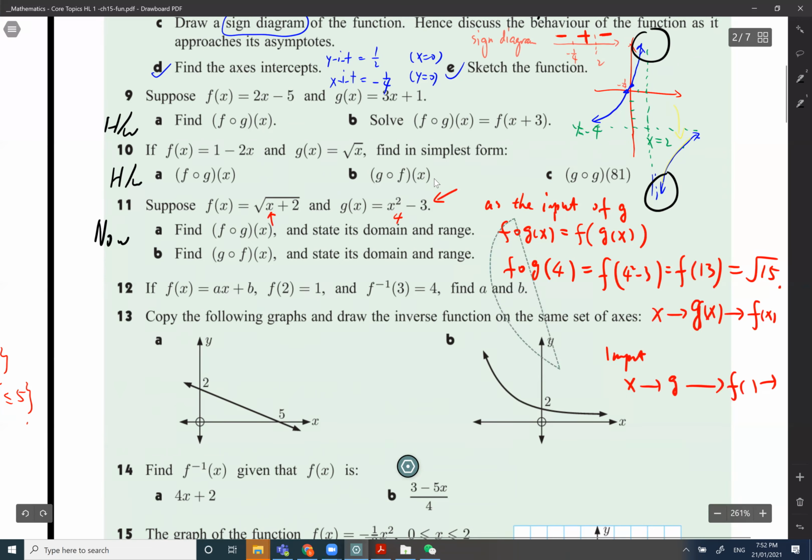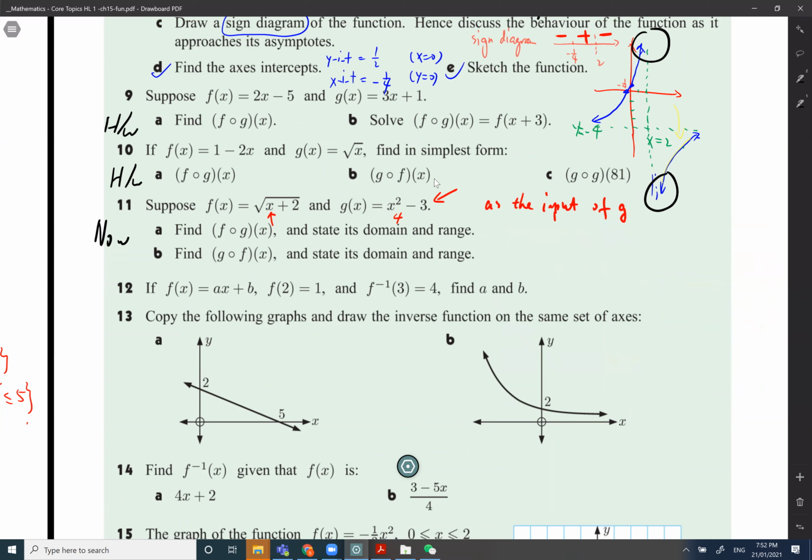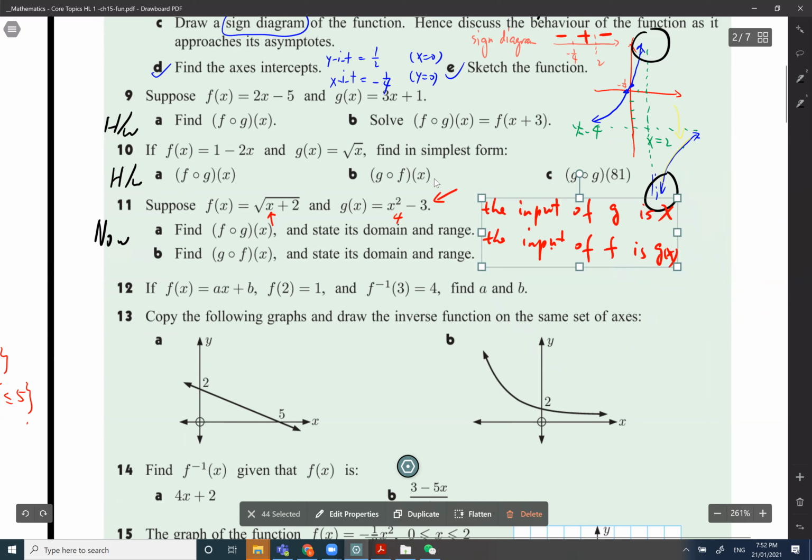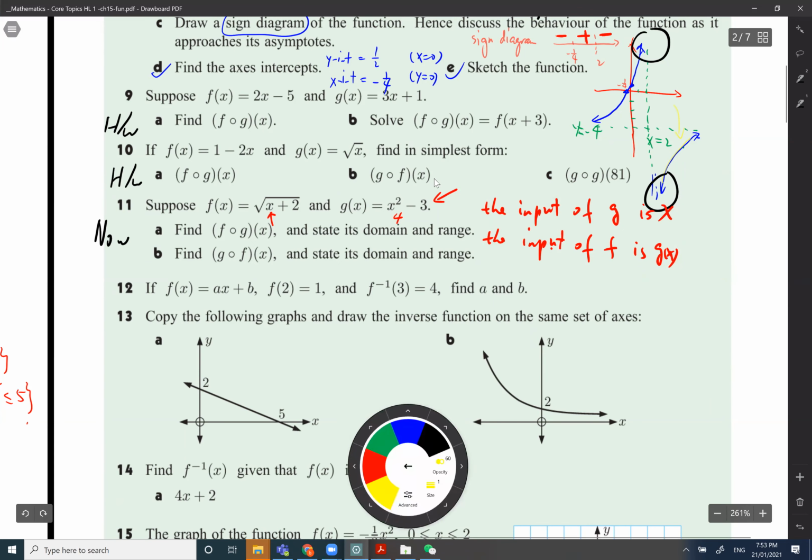Okay, so for F∘G(x), the input of G is x. You substitute x into G. The input of F is G(x). Double check if you understand these two sentences. These two sentences really just describe that you put x into G, and then the result G(x) goes into F. Check if you understand this.